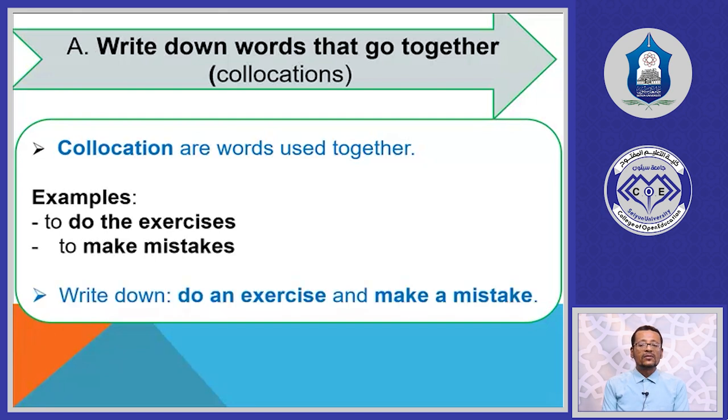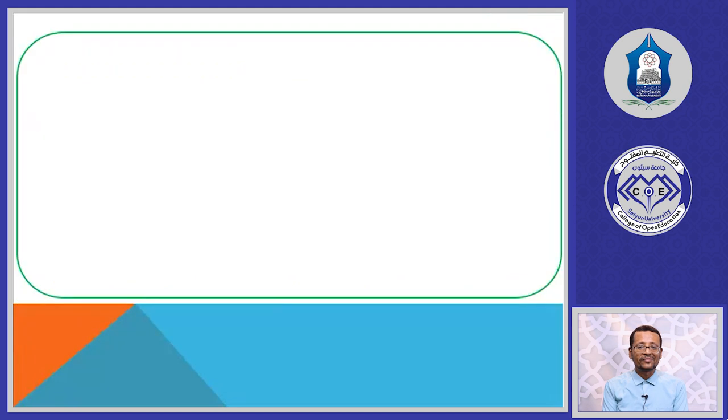So in your notebook, you need to write what? To write do an exercise and make a mistake. Write it down like this. So you will remember that do comes with exercise and make is used with what? With mistakes. So don't say I did a mistake. No, you say I made a mistake.